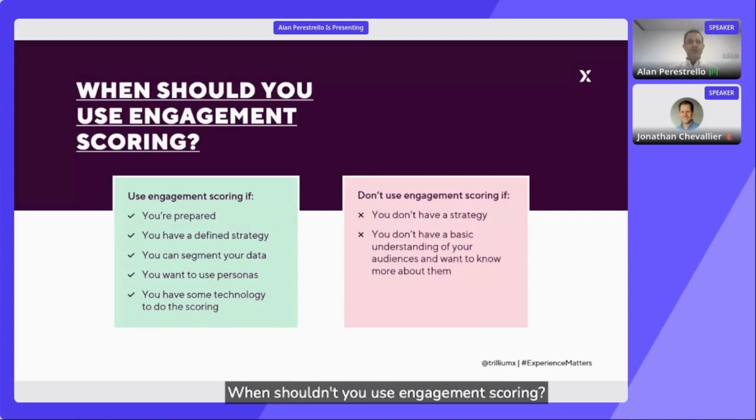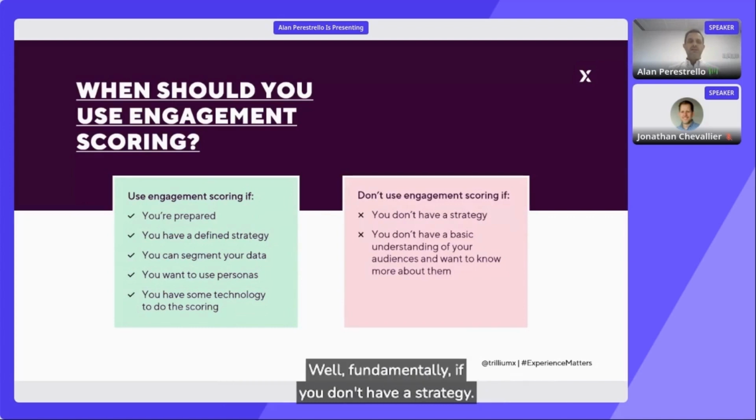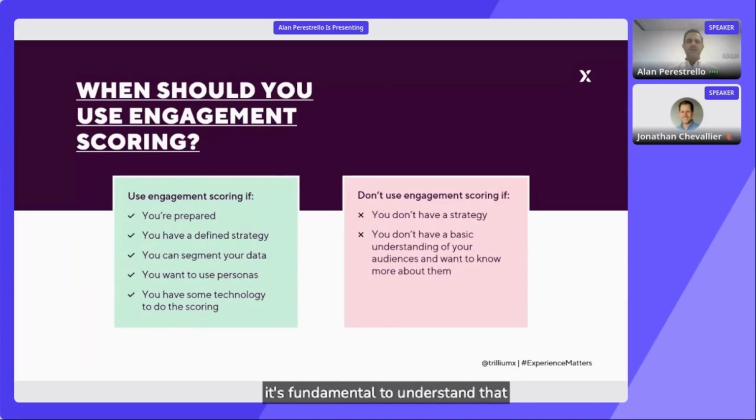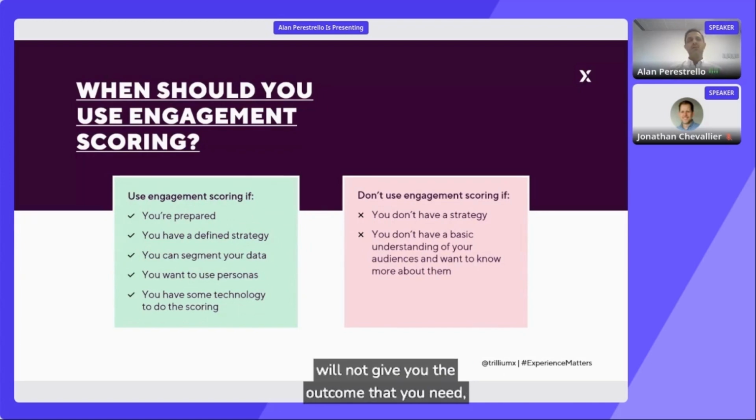When shouldn't you use engagement scoring? Well, fundamentally, if you don't have a strategy. It's fundamental to understand that just having engagement scoring could just be a technical solution, and just having some tech in place will not give you the outcome that you need if you don't have a strategy. If you don't have clearly defined strategic objectives, you're just going to score and you're not going to know the value of the scoring.